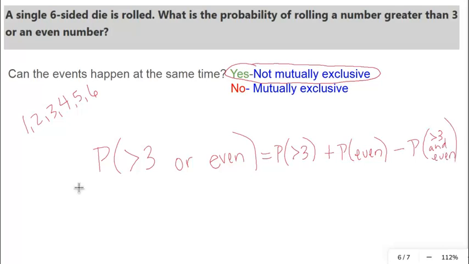So I'm going to list these out so you can actually see. So the numbers that are bigger than 3, we've got 4, 5, and 6. So that's 3 out of 6 choices. The even numbers are 2, 4, and 6. So we also have 3 out of 6. And how many numbers are bigger than 3 and even? Well, 4 is bigger than 3 and even, and 6 is bigger than 3 and even. So we've got 2 choices out of 6.